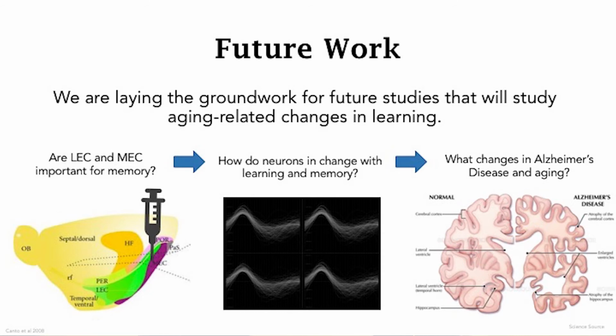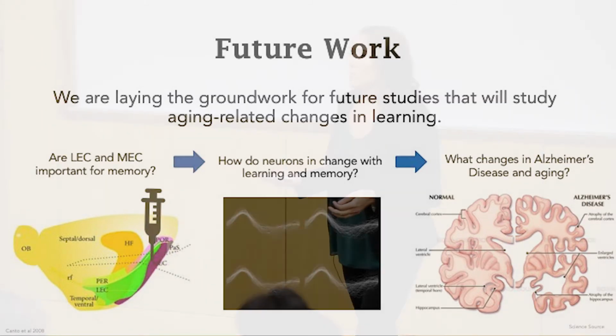So right now, I'm looking at the importance of LEC and MEC to learning. But next, I'm going to look at how these neurons in these brain regions change with learning. And then we can compare that to the changes that occur in Alzheimer's disease and aging. So ultimately, we're laying the groundwork and looking at how the healthy brain functions so that we have a better understanding of what goes wrong in debilitating conditions like Alzheimer's disease and dementia.